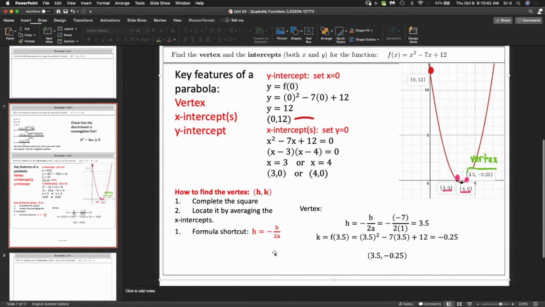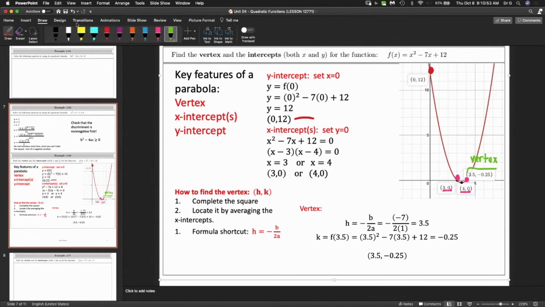So those are kind of the 3 cornerstones of parabolas. Can you locate the vertex? Can you locate the x-intercepts? And can you locate the y-intercept? And once you do those 3 things, you are all good.